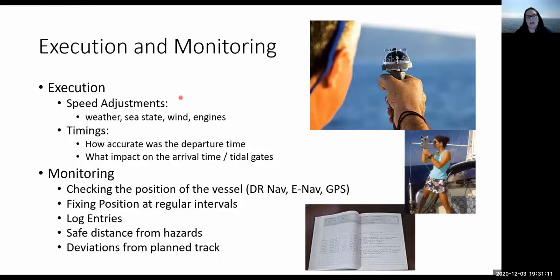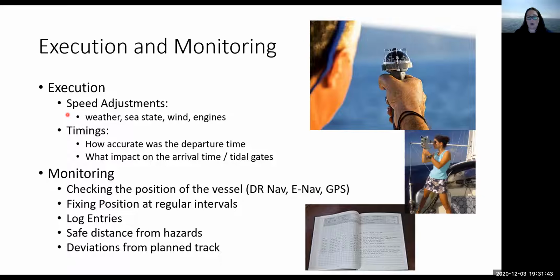When I'm afloat, then I'm into my execution and my monitoring, and it's difficult to do execution and monitoring sitting at a desk. But effectively, what am I interested in for my execution? I should always be considering whether or not I'm doing any speed adjustments. So adjustments for weather, adjustments for sea state, adjustments for wind, adjustments for my engines. Have I been able to make the point of sail that I wanted? Have I been able to make the speed that I wanted? Has something happened, if I'm a twin engine vessel? Am I only on one engine? Am I still going to make those timings that I put down?